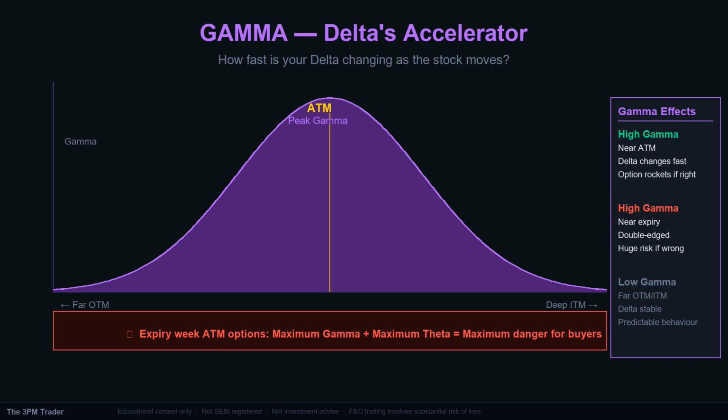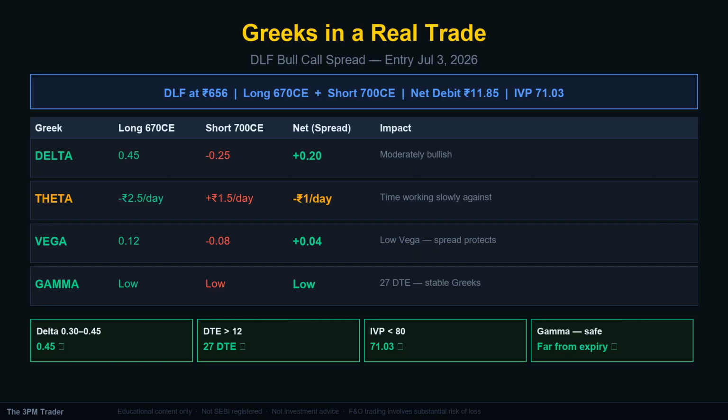This is why expiry week ATM options are the most dangerous to buy. Maximum gamma and maximum theta both working against you at the same time. Let me show you all four Greeks in a real trade.